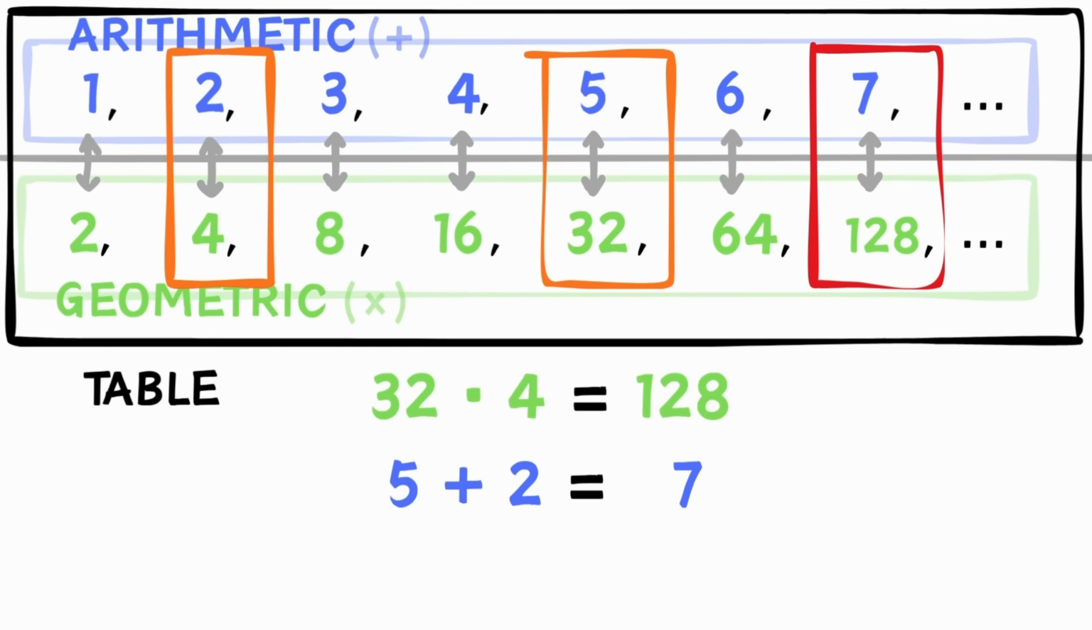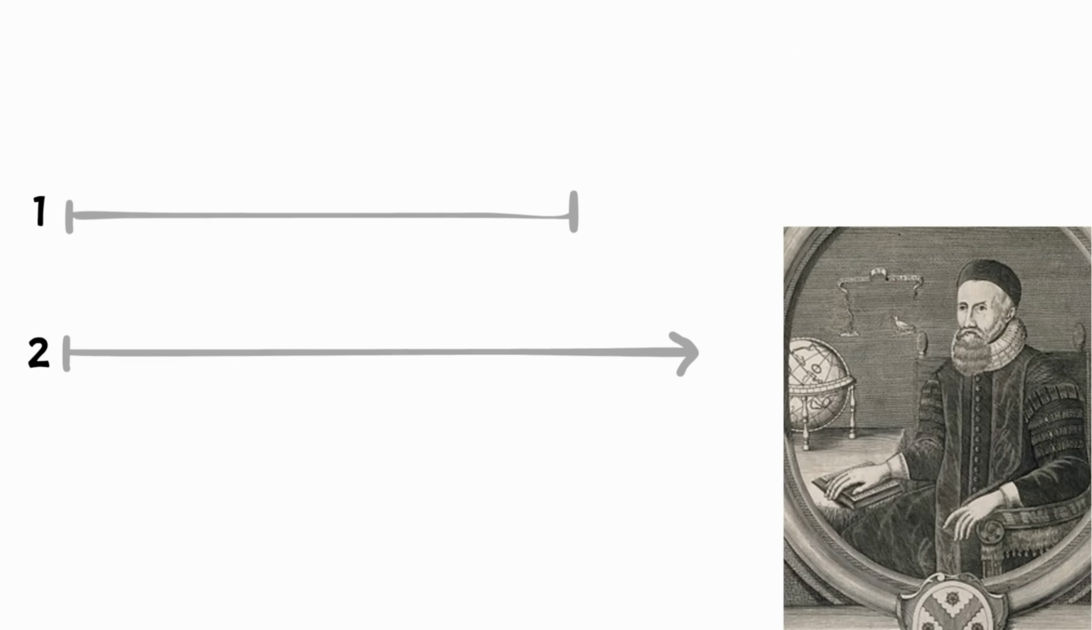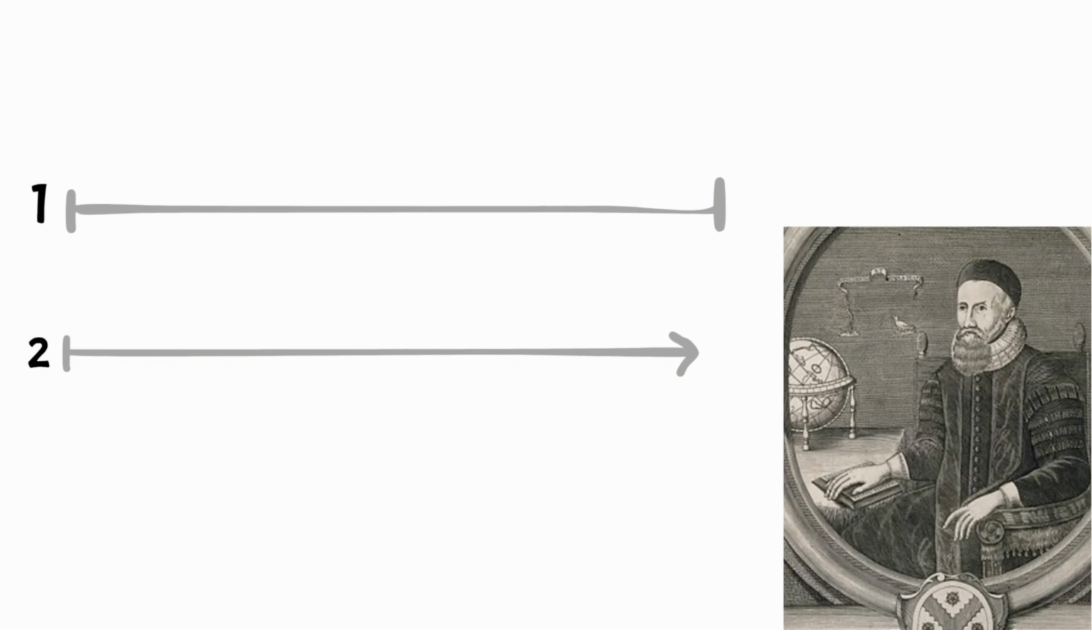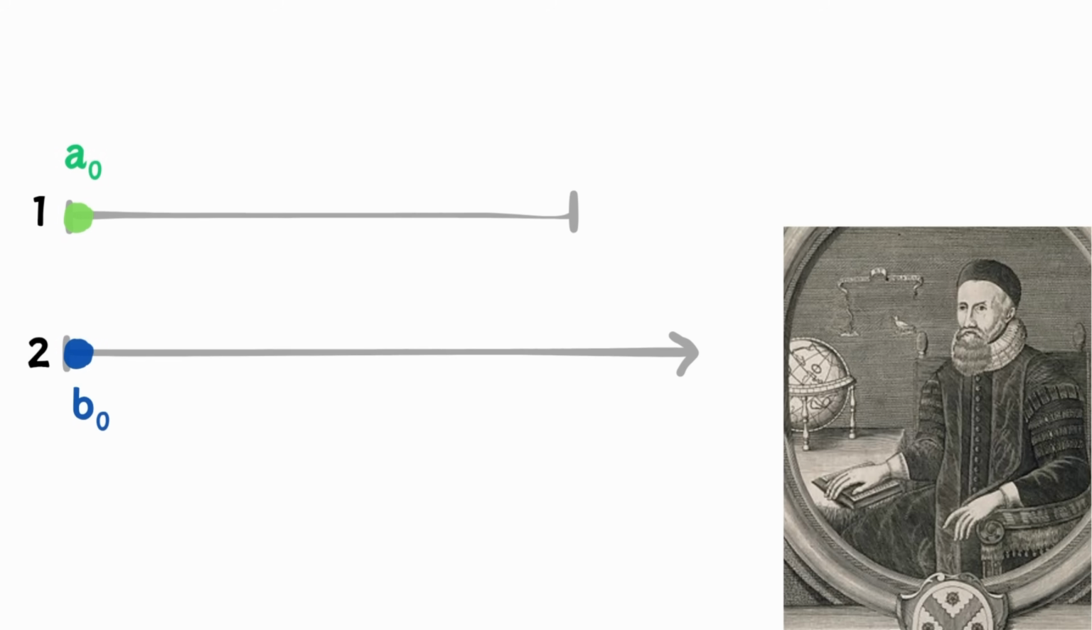As long as we have a table that links the two together, we're all set. So how does this tie in to Napier? Well, Napier imagined two lines. One is finite, and the other is infinite.